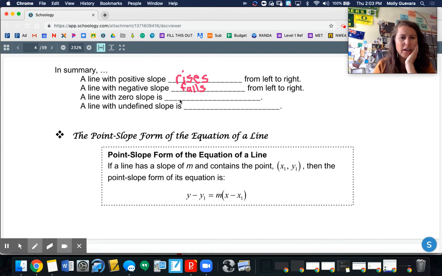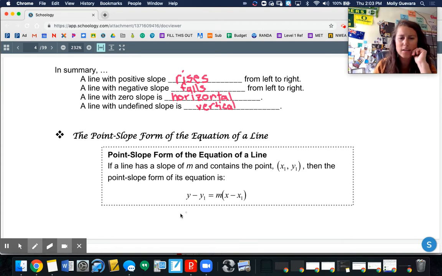And then a line with slope 0, we just talked about, is horizontal. And then a line with an undefined slope is vertical. So again, that's just a little summary of what we just went over.